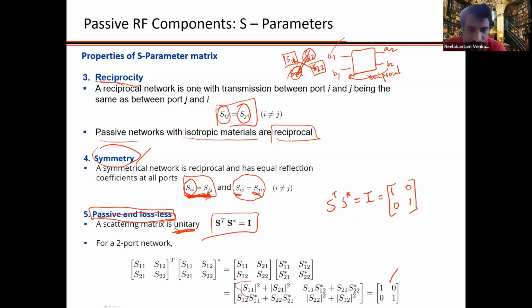You notice that the magnitude of S11 squared plus the magnitude of S12 squared is equal to 1. And this term is going to be equal to 0. Because it is lossless, what is reflected at 1 and what is transmitted to 2 add up to 1. Because it's lossless, what is reflected at 2 and what is transmitted to 1 add up to become 1. Because there's no loss in the system.